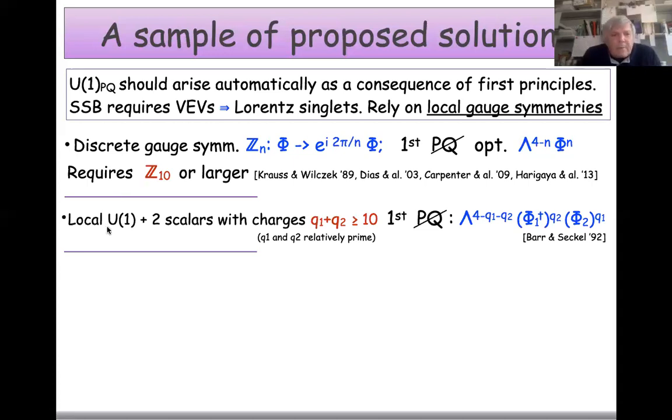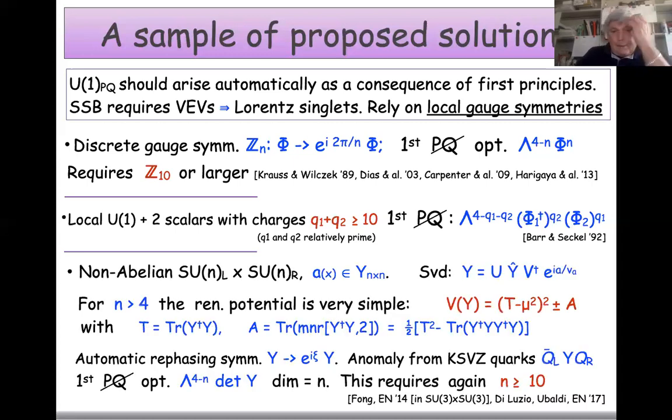A different approach, which is based on a continuous Abelian U(1) symmetry, local, introduces two scalars with two charges. The sum should be larger or equal to 10. It is again the same 10 that ensures sufficiently high dimension of the Peccei-Quinn breaking operator. Q1 and Q2 should be relatively prime. In this case, the first operator that violates the Peccei-Quinn symmetry is given by this combination. This is the first U(1) local gauge invariant combination. And as you can see, because it's phi1 to the Q2 and phi2 to the Q1, and there is a dagger here, this is gauge invariant. Again, we find this explicit 10, which enters the requirement.